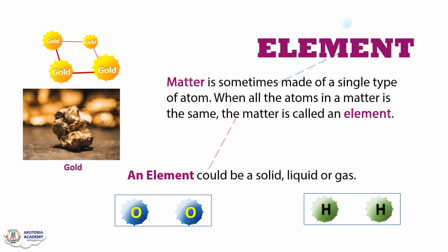But one thing we should note is that an element is formed when a particular type of atom comes together. All the atoms in that substance are the same. They look alike, they behave alike, they are from the same family, they have the same properties. That's what makes up an element.